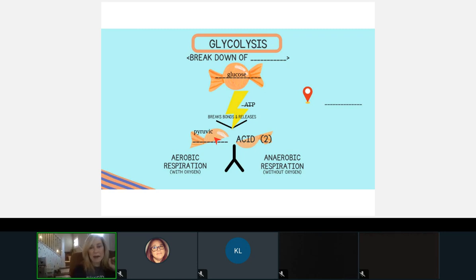into our next step. Where does this first step of glycolysis happen? Where does this happen in the cell? Yes. Perfect. It happens in the cytoplasm. Somebody want to stick that up there too?